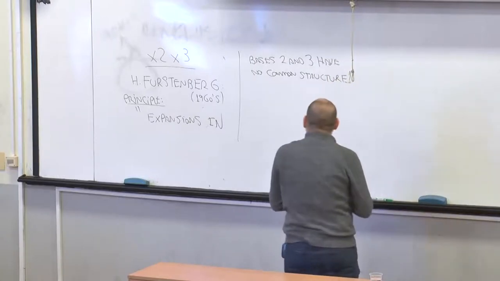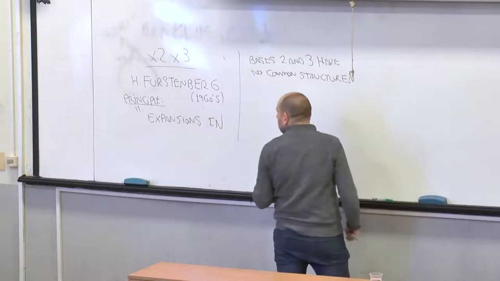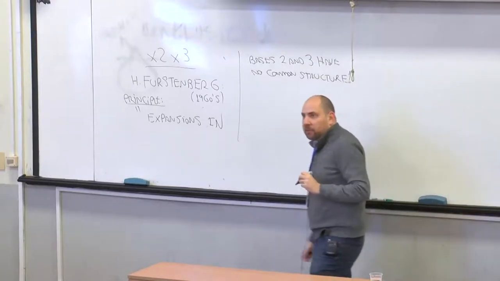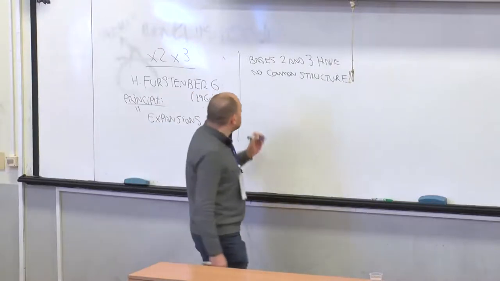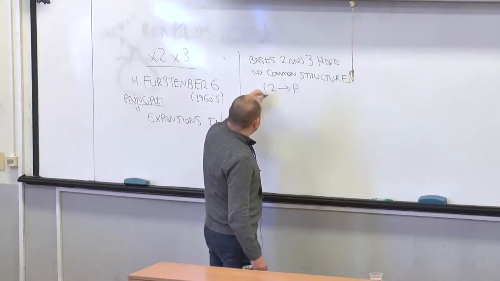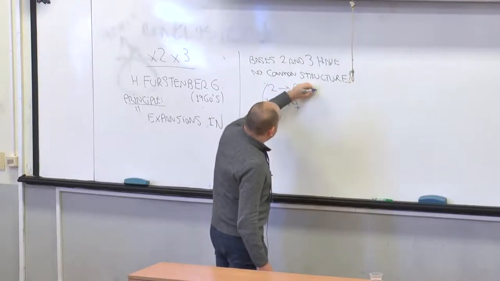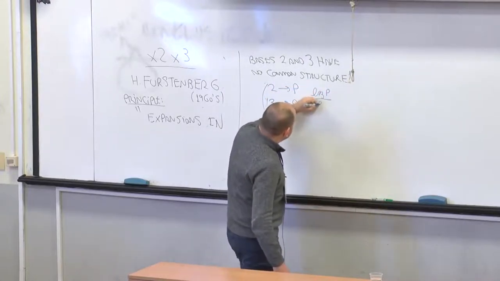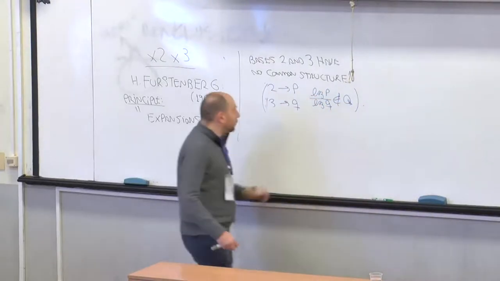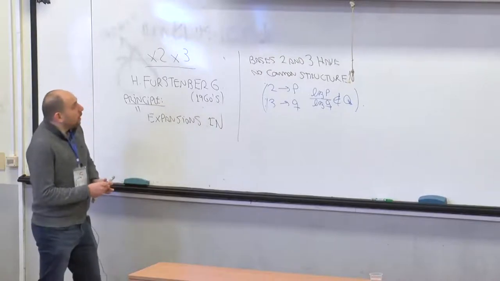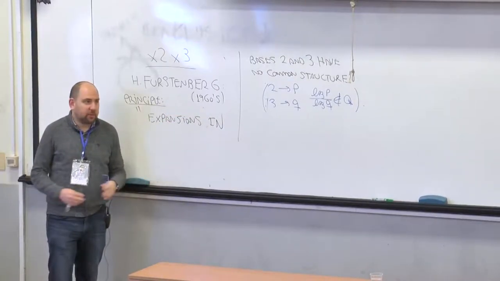And I'm going to use 2 and 3 for the rest of the talk, but you can replace, in everything I will say, 2 and 3 by P and Q, which are not powers of the same integer. So 2 can be any P and 3 can be any Q. And what should happen is that log P over log Q should be irrational. But I'm going to use 2 and 3. OK, so as I say, this is very vague. So what could this possibly mean?